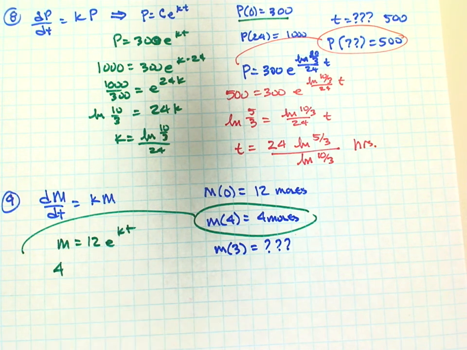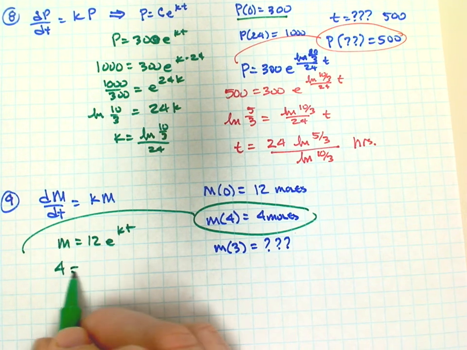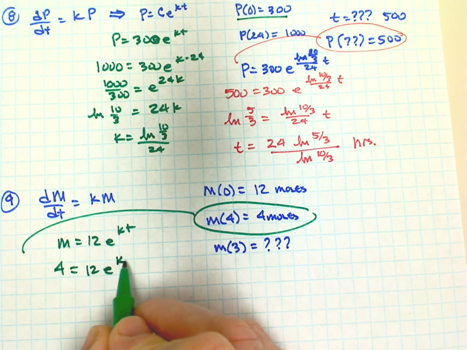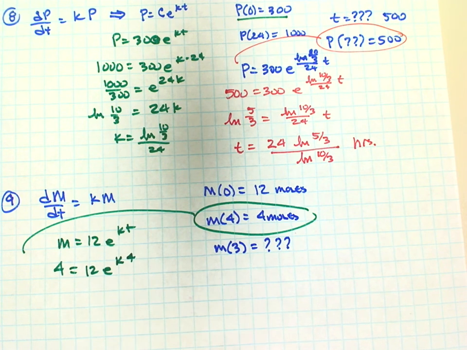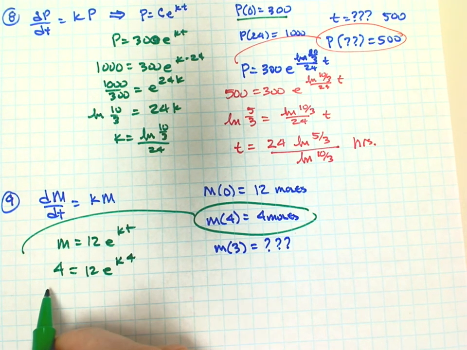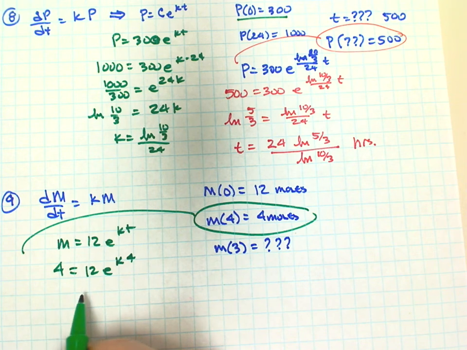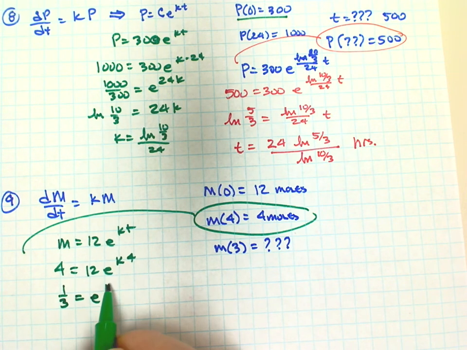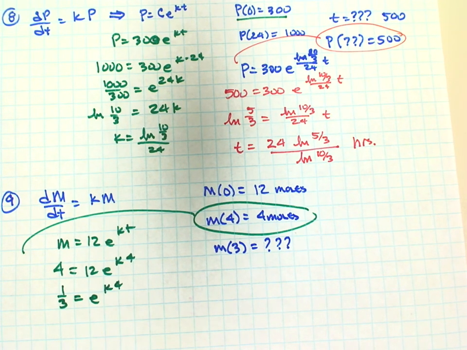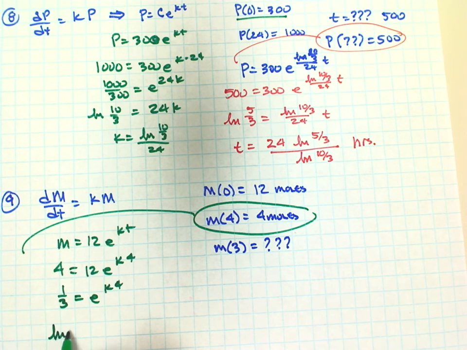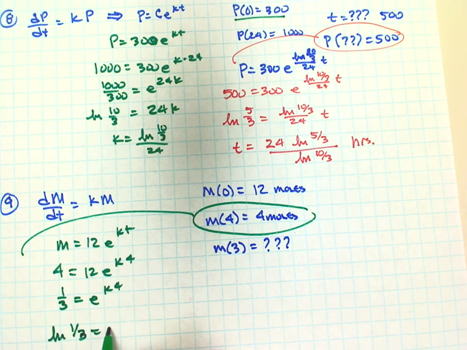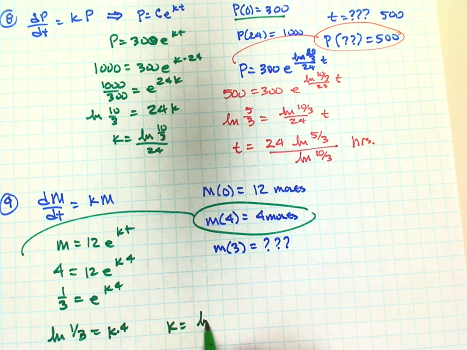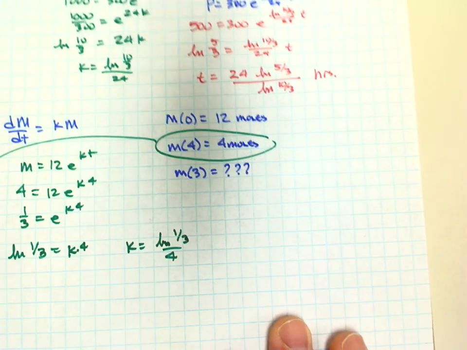Sorry, let me check my numbers there. Yep, at time t equals 4. So this is 12 e to the k times 4. When I divide by 12, this should give me 1/3 equals e to the k times 4. Next, I'll take the natural log. The natural log of 1/3 should equal k times 4, or 4k, which means k equals the natural log of 1/3 divided by 4.